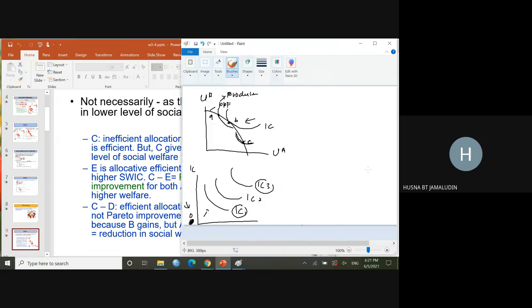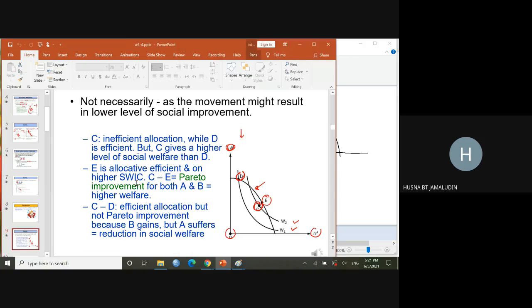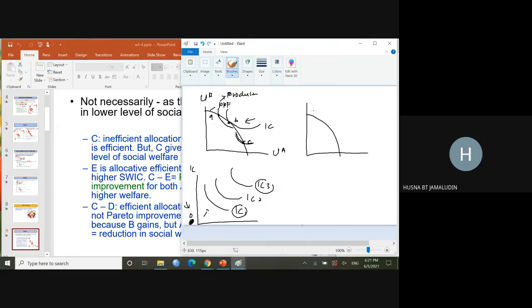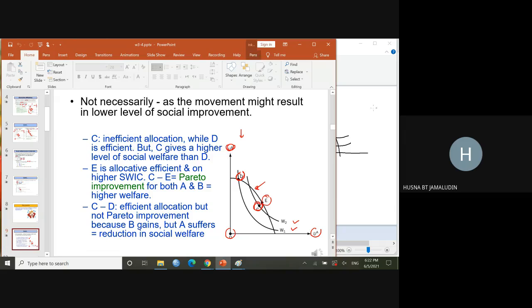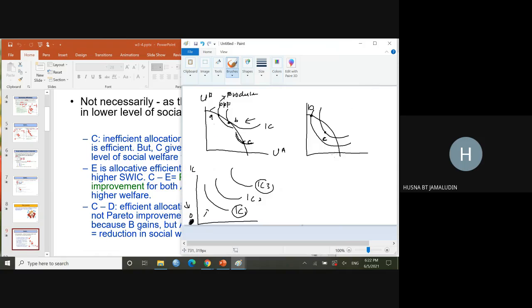Let me redraw this diagram so that you can see it better. Okay, this is a new diagram. So you have these points, D and C. This is point D, isn't it? And this is point C. Is it true? Yes. Okay. Where is my cursor?